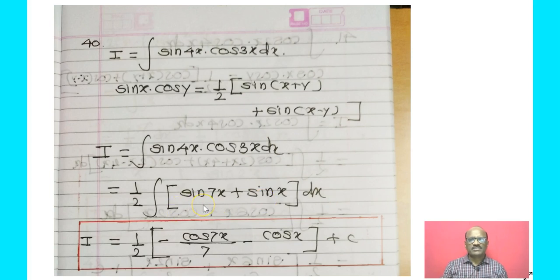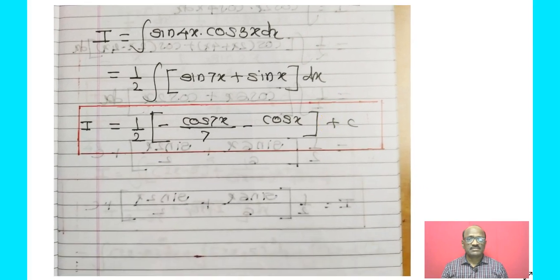What is the integral of sine of 7x? The integral of sine of 7x is minus cos of 7x upon the coefficient of x, or the derivative of 7x, which is 7. And the integral of sine of x is minus cos of x plus c. Therefore 1 upon 2 times (minus cos of 7x upon 7 minus cos of x) plus c.